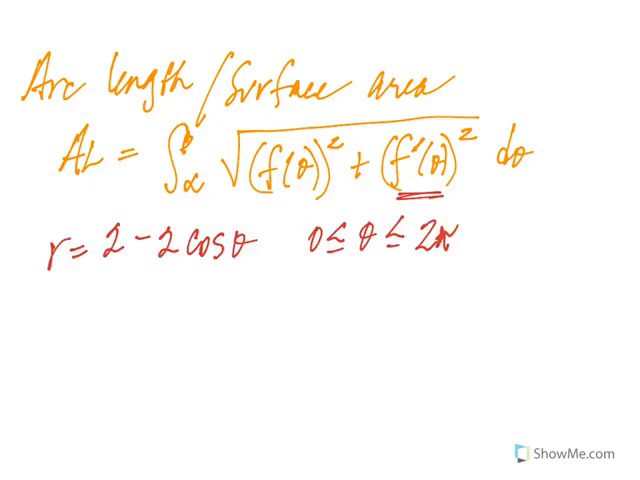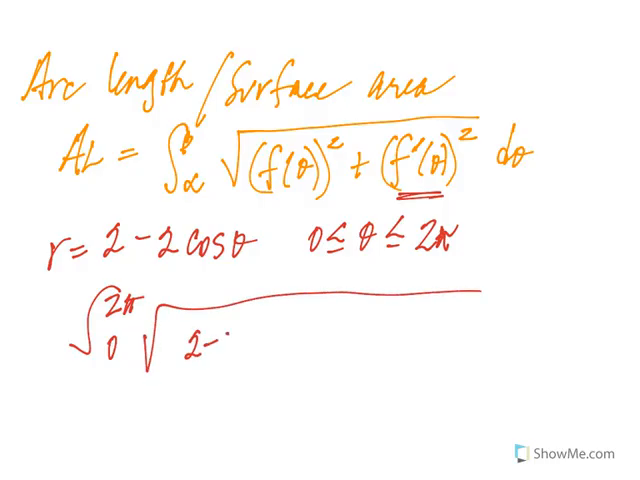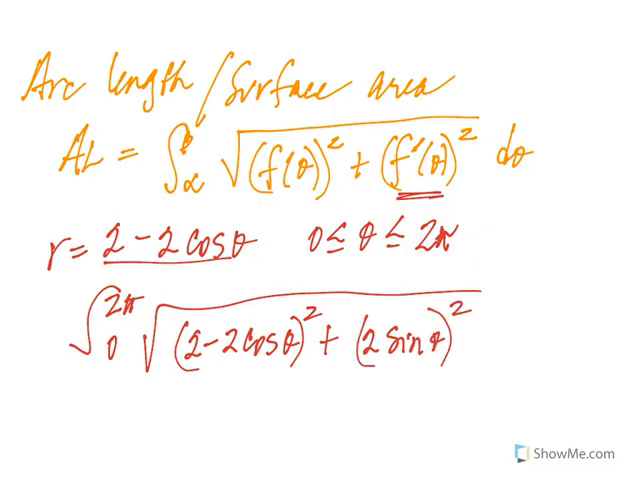If you have r is equal to 2 minus 2 cosine theta from 0 to 2 pi, and I'm looking for the arc length from 0 to 2 pi, you're just plugging it into your calculator. I'm going to go from 0 to 2 pi. This is the square root of your r, which is 2 minus 2 cosine theta, the quantity squared. Type it in just like that, plus then the derivative of r. The derivative of r with respect to theta is 2 sine of theta, the quantity squared. Again, I'm just deriving this expression right there, and that's d theta.